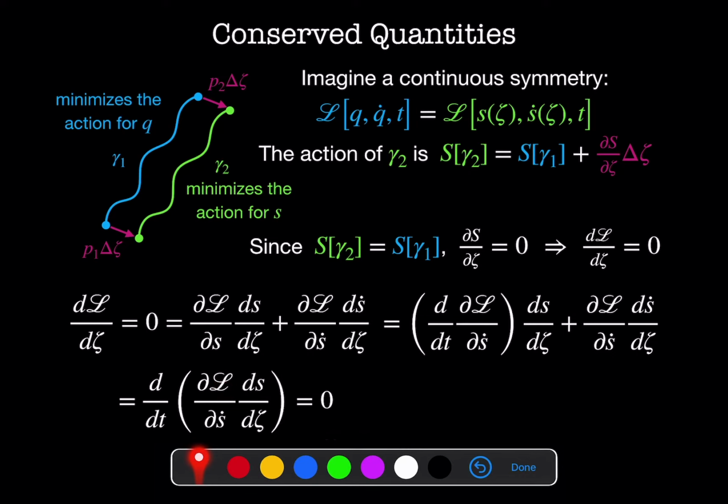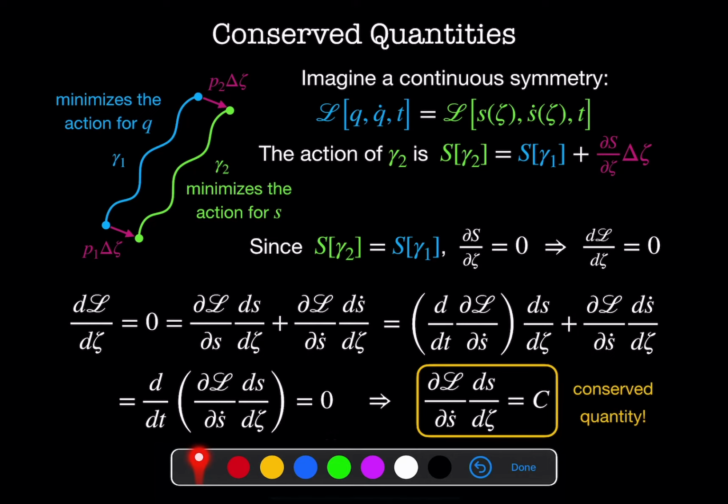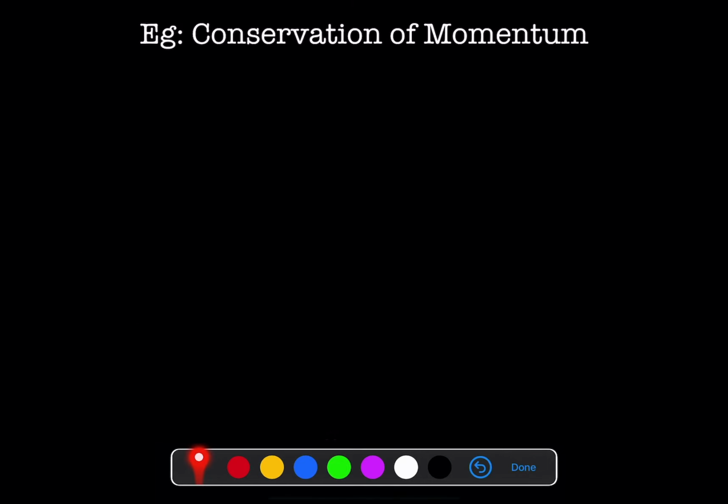Since this is a total derivative equal to 0, we can integrate it, and we end up with our conserved quantity: ∂L/∂ṡ · ∂s/∂ζ is equal to our conserved quantity. So this is how we would derive what quantity is conserved. Let's have a look at some examples that we sort of take for granted in classical mechanics.